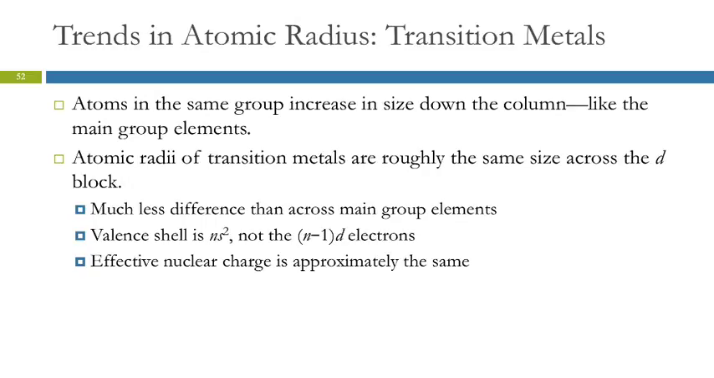Now the transition metals, at least they're consistent in being exceptions to stuff, right? We do see the trend down a column of increasing, but when you go across, things are really unpredictable. There's really not significant differences as you go across the D block for the transition metals. Part of that is because the effective nuclear charge is approximately the same for all of them.